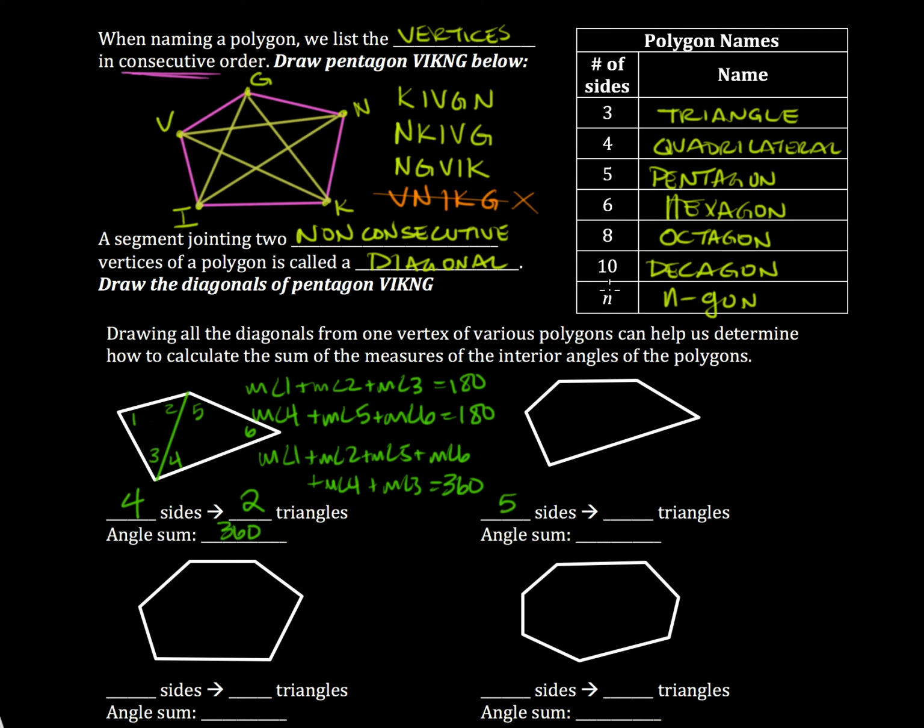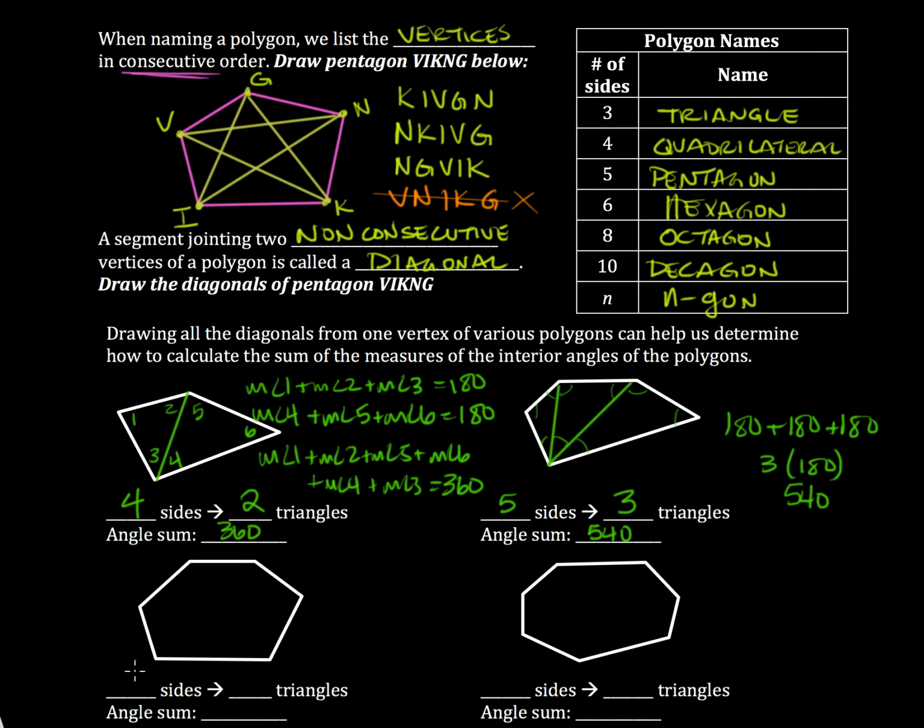What about if I have 5 sides? What if I draw all the diagonals from this vertex of my pentagon? Well, that would be those two diagonals. So with my 5-sided polygon, with my pentagon, I just made 3 triangles. Now what do you think I'm going to get if I add up all these angles? If I add all those up, I'm going to get 180 plus 180 plus 180, or in other words, 3 times 180, which is 540.